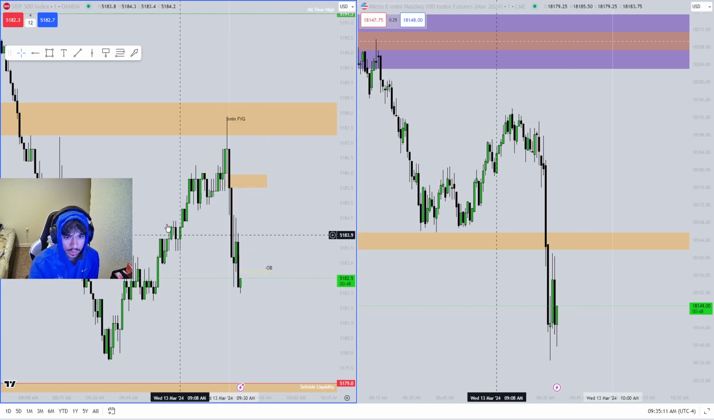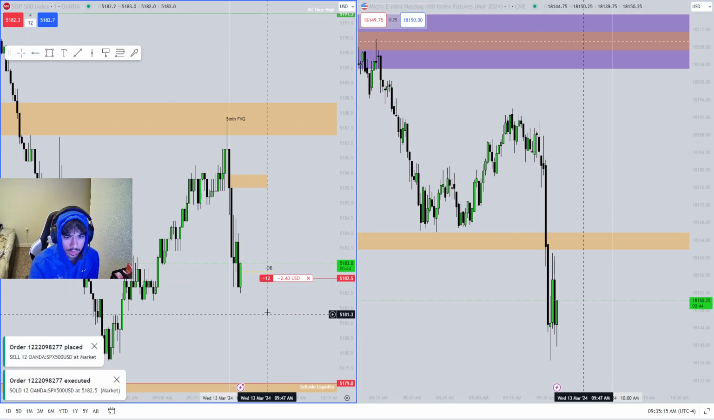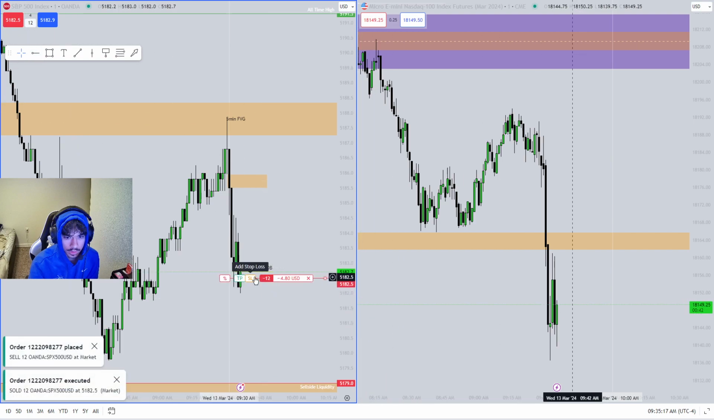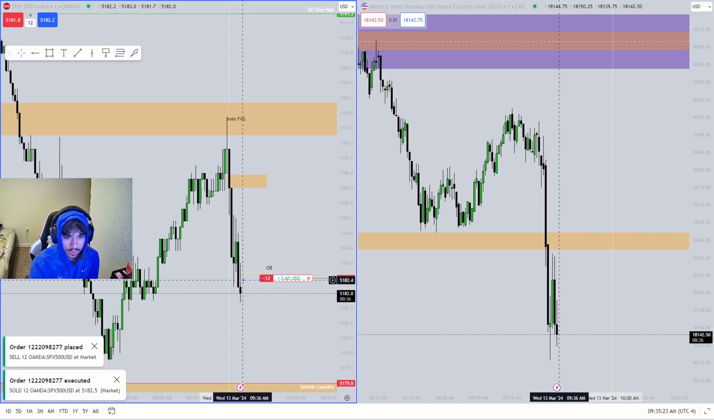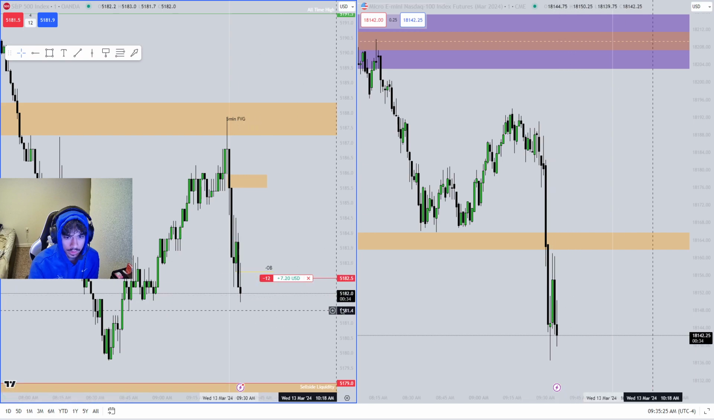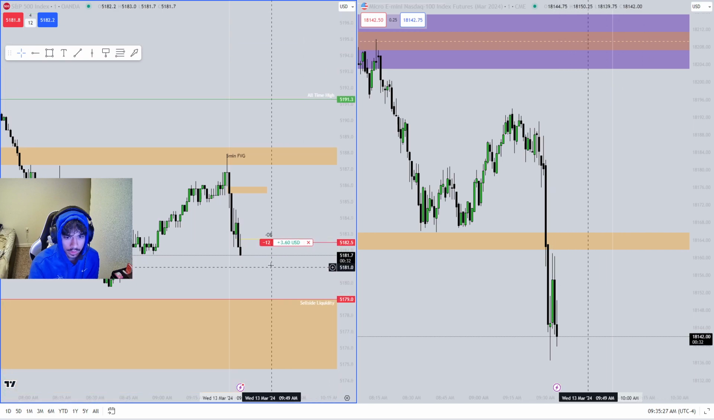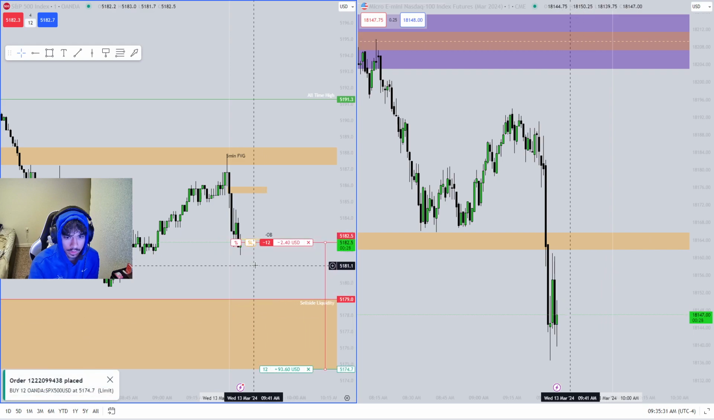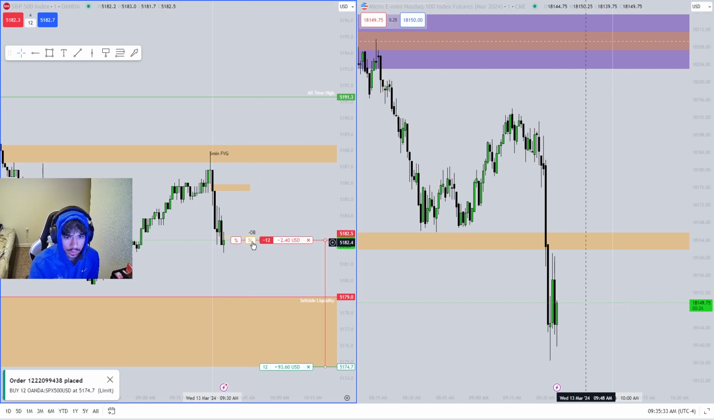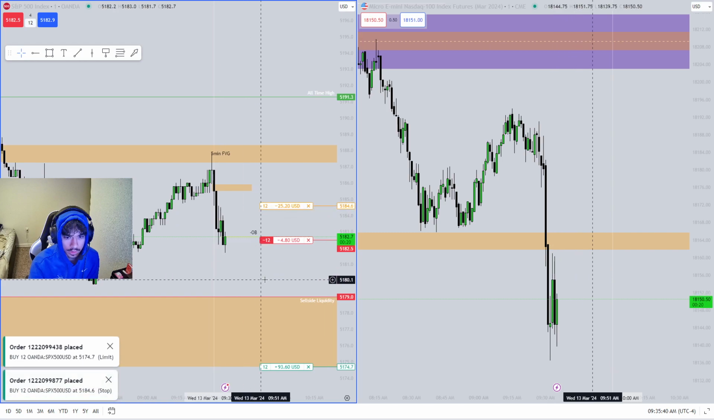Not quite sure why you can't sell this. Okay, we got in. So we're going in short right here. Stop loss at this candle's high. We're wanting to take profit down here. Really good risk to reward.